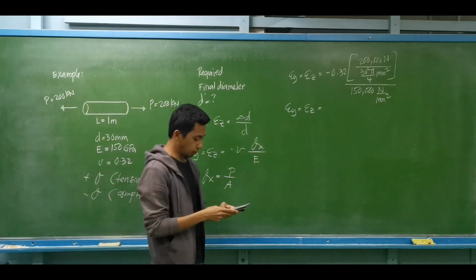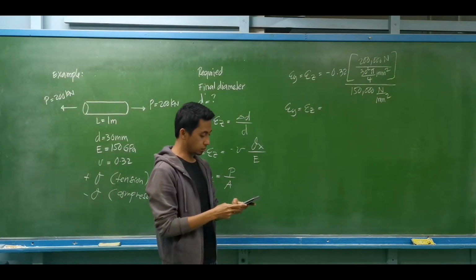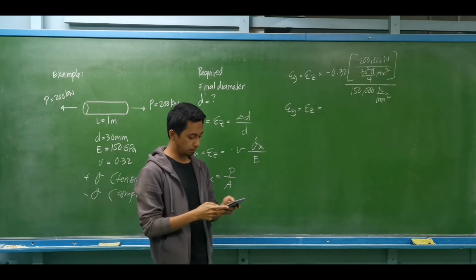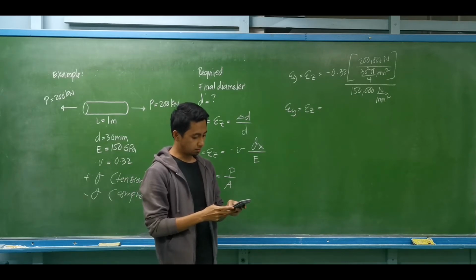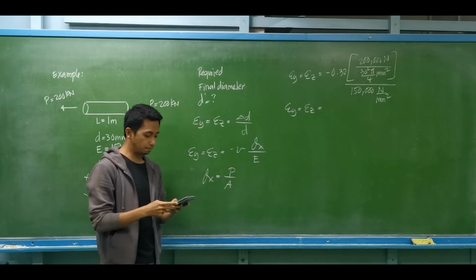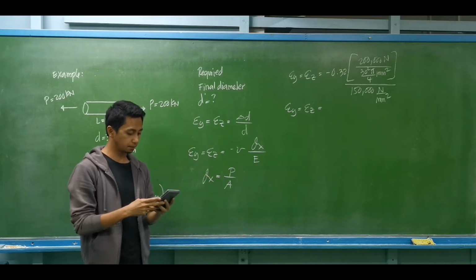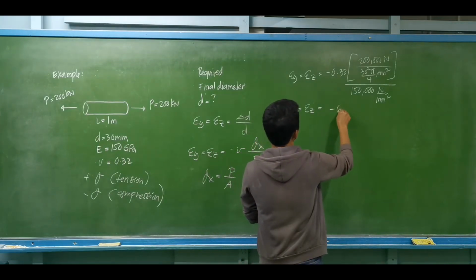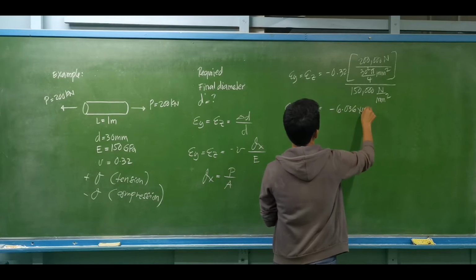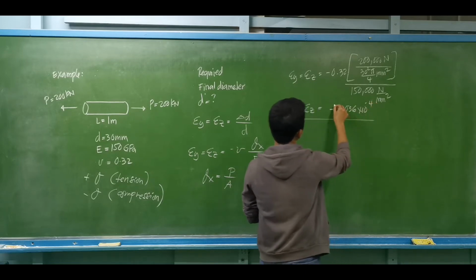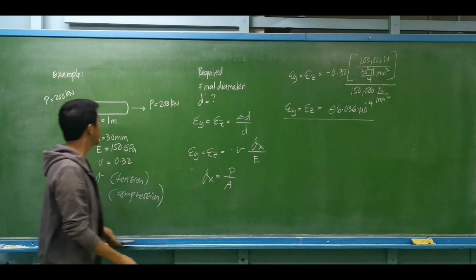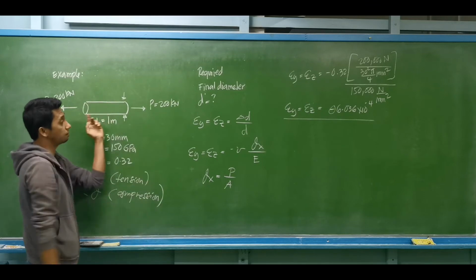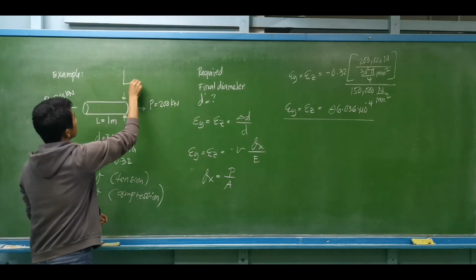So this is equal to negative 0.32 multiplied by 200,000 newtons divided by the area, that is 30 squared pi over 4. It will be divided by the modulus of elasticity, 150,000 megapascals. So we have a negative strain. This is negative 6.036 times 10 raised to negative 4. So again, the negative sign indicates that we have a decrease in diameter. Okay? The diameter will decrease since we have a tensile force.